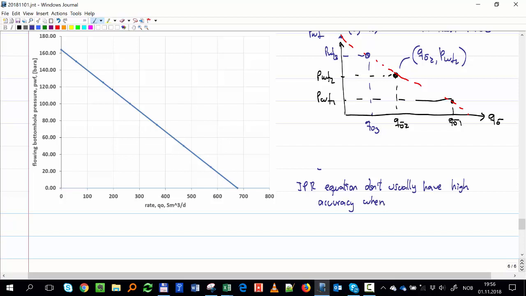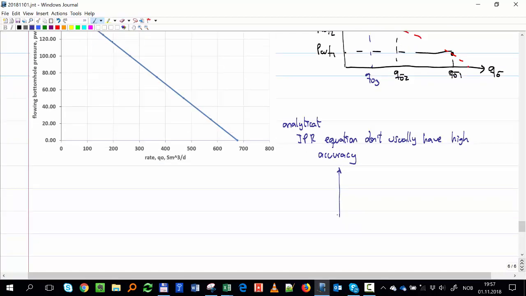When analytical, they don't usually have a high accuracy. Okay, that means that if you plot your equation, you say I have PR and I plot my equation. The well is supposed to be a very nice producer. It's supposed to give you a lot of rate.